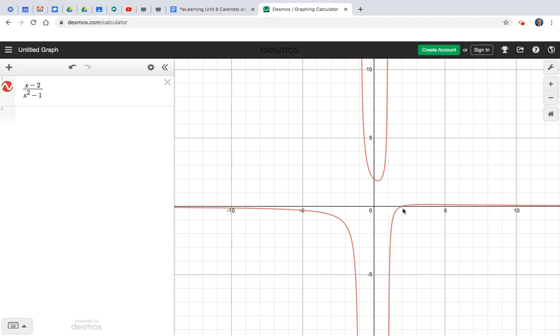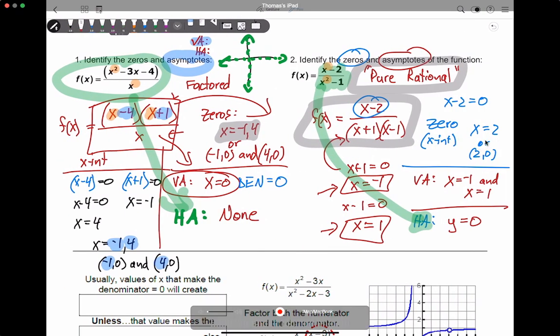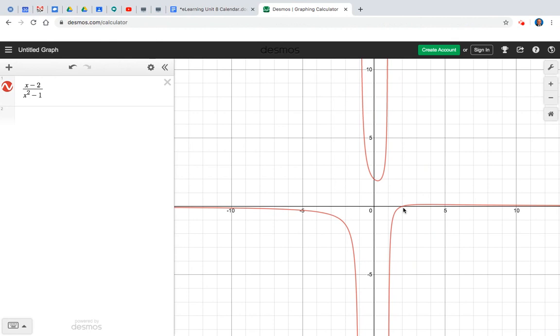Okay. And then our last part is, what was the x-intercept that we found? We only found one of them at (2, 0). And sure enough, at (2, 0) is where it crossed the x-axis. Okay.